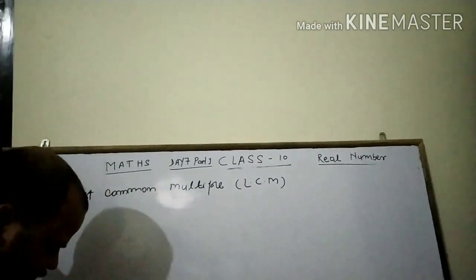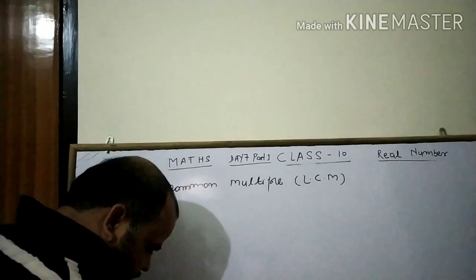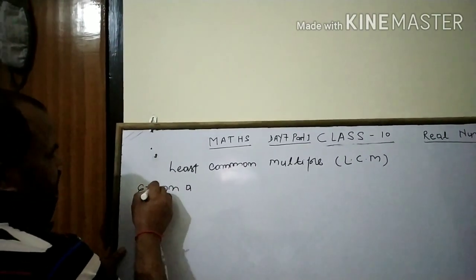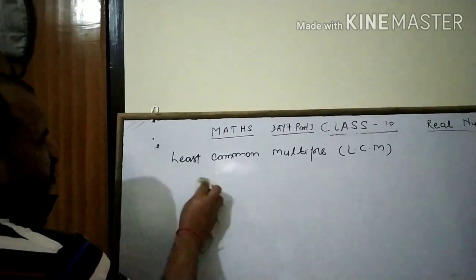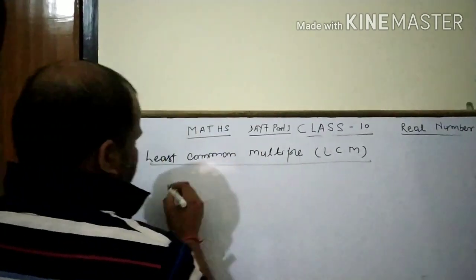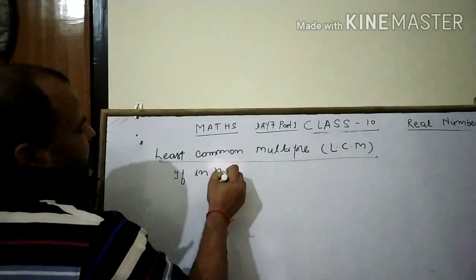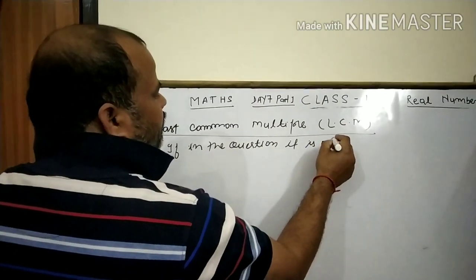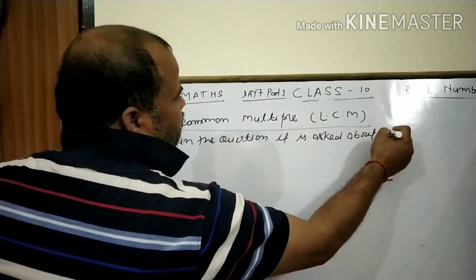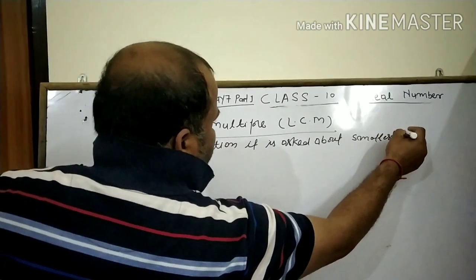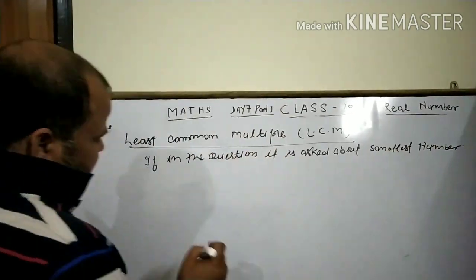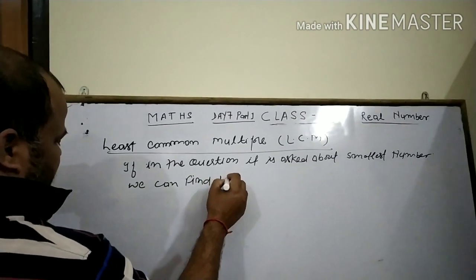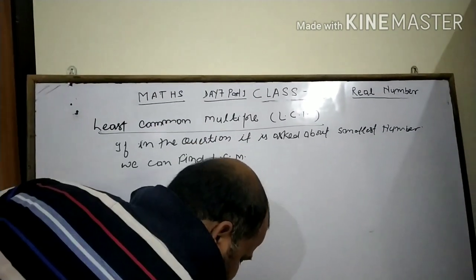Clear? In the same way, if in the question it is asked about the smallest, what is the smallest number, then we can find the LCM. Clear?